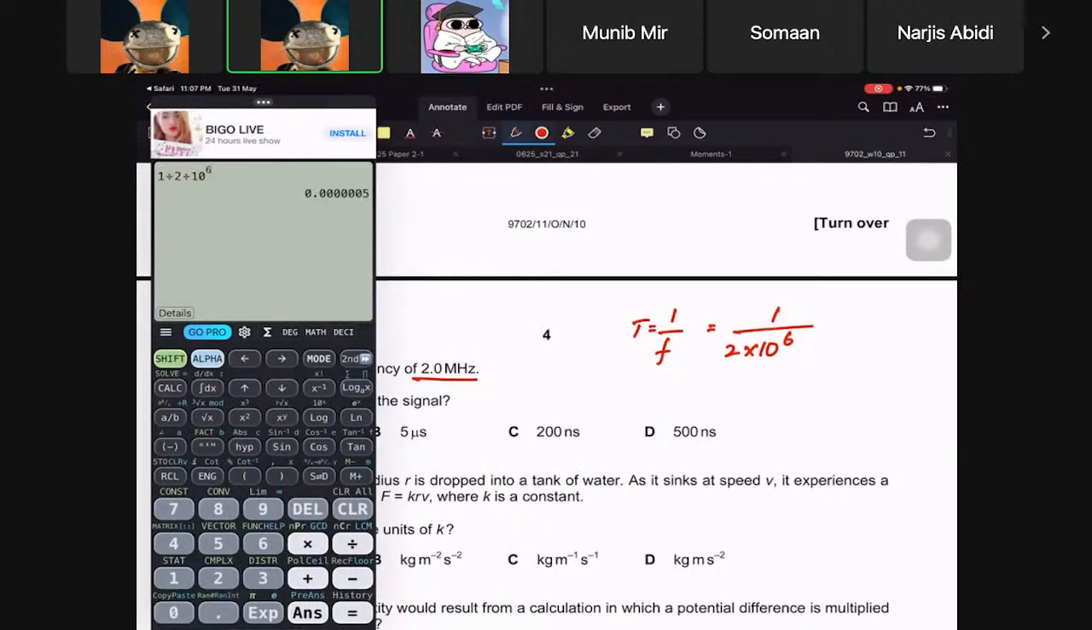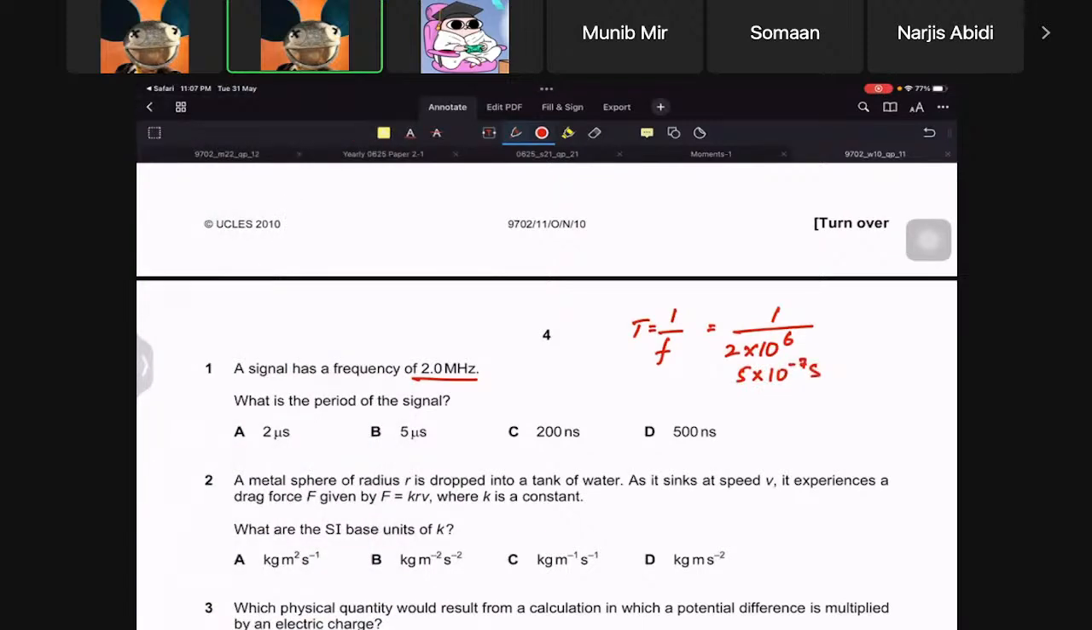This is 5 into 10 raised to power minus 7 seconds. Now, minus 7 seconds, right? So if we bump it to 5 into 10 raised to 9 seconds, then we can write it as 500 nanoseconds, which is T. Pretty good.